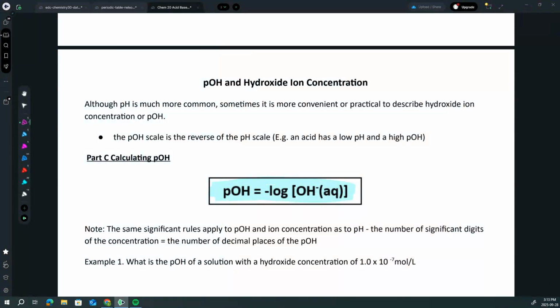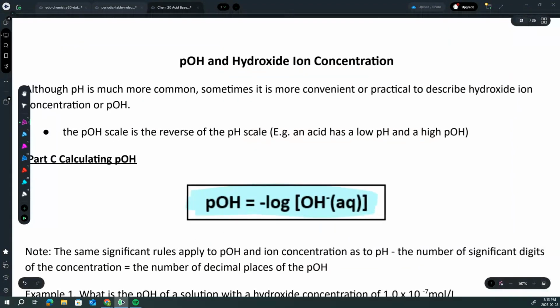Okay, so same deal with this formula as with calculating pH from hydronium ion concentration. The trickiest thing for students to remember is the negative in front of the log, so don't forget that. Because if you do forget it, you're going to get weird numbers.